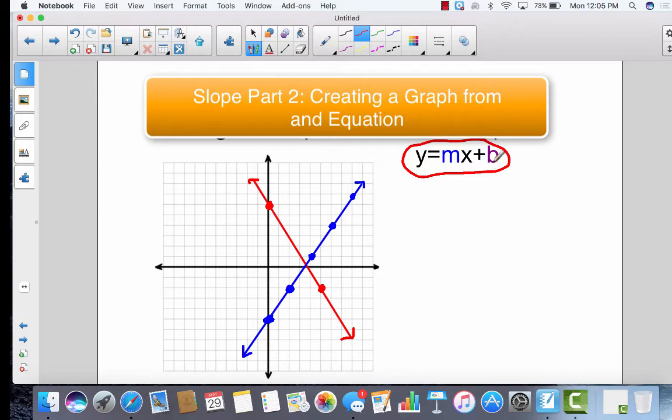You're going to have to identify your y-intercept, or where the line crosses the y-axis, and then you're going to have to identify your slope. So we're going to look at this blue line first.